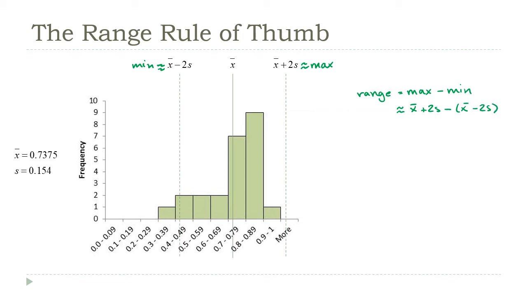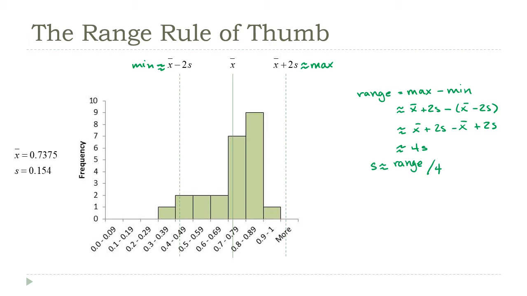So if I simplify this, this is x bar plus 2s minus x bar plus 2s, and those x bars, those means, they cancel each other. So this is approximately 4 times the standard deviation. Now, if we divide both sides by 4, we get a practical approximation for the standard deviation. S is approximately the range divided by 4. And this approximation has a name. This is what we call the range rule of thumb.